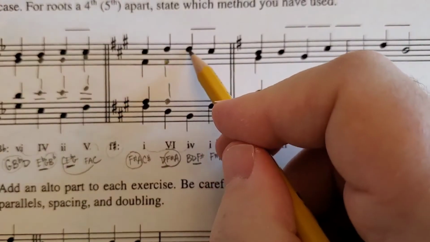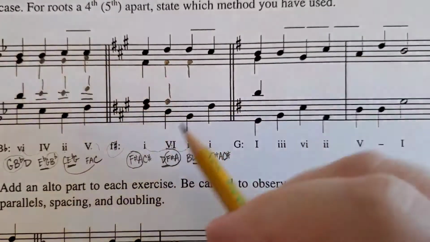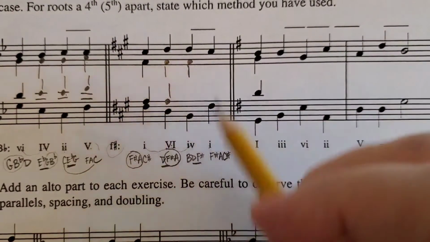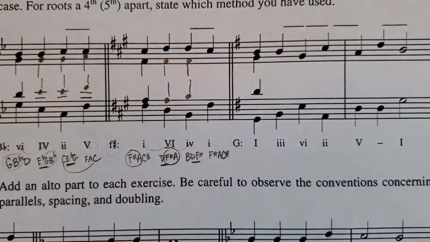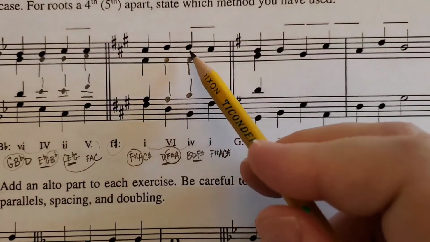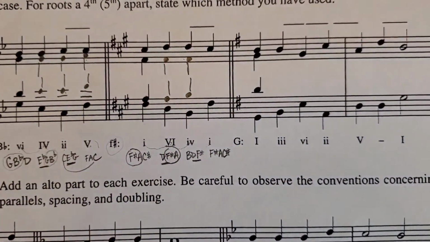Now the common tones between 6 and 4 are D and F sharp. The D has already been kept. We can keep the F sharp in the alto. Now we have root, 3rd, 5th. We can move this one by step to the other root. So two roots, 1/3, 1/5. Keeping common tones, moving by step.